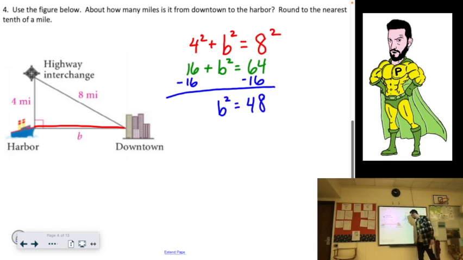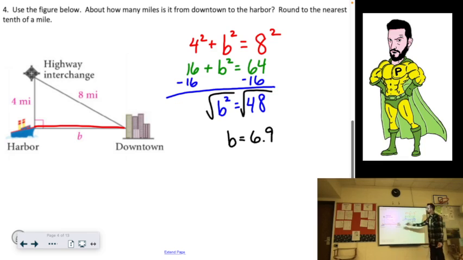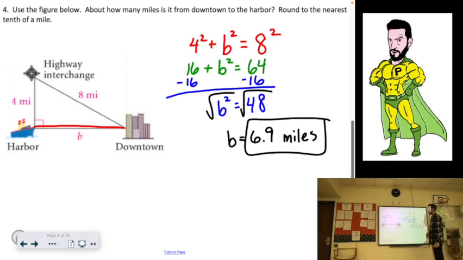Now when we square root 48, we're going to get a decimal. Because square root of 49 is 7, so it's just going to be like 6.9-ish. Let's see, square root of 48, 6.928. So if we round it to the nearest tenth, that would be 6.9. And we're talking about miles on this problem. So 6.9 miles. Great. So we found the leg, we found a hypotenuse.